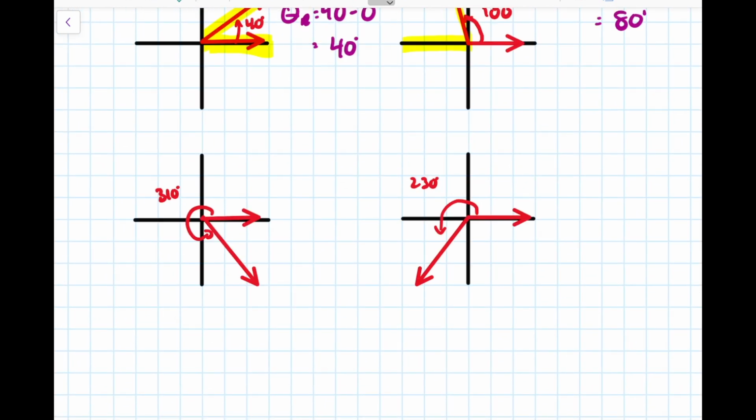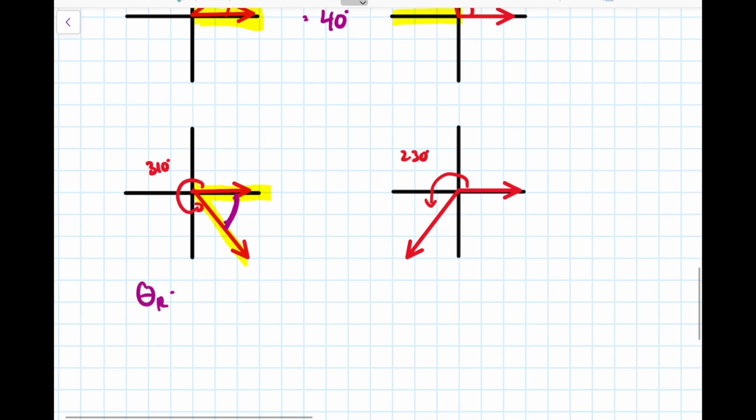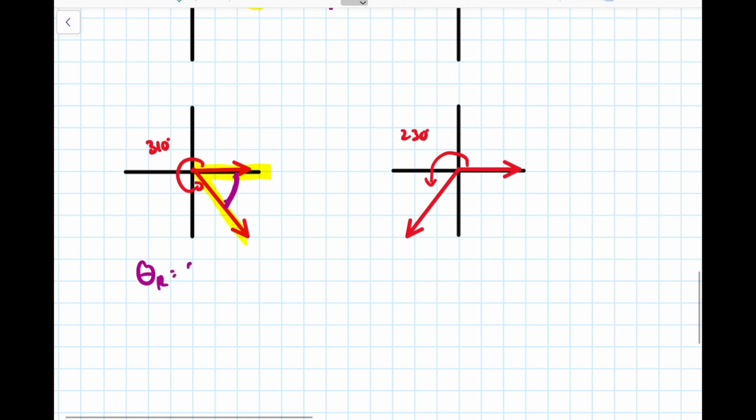So for quadrant 4, we've got our terminal arm at 310 degrees. We've got the closest part of the x-axis, which looks like it's the initial arm. But remember, we're not going all the way back around this way. We're just doing the closest distance here. So what we're actually subtracting this time isn't going to be 0 like we did in quadrant 1. It's going to be 360 minus that 310 we ended up at, which is going to be 50 degrees.